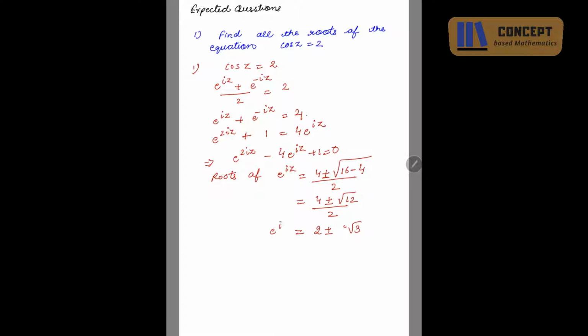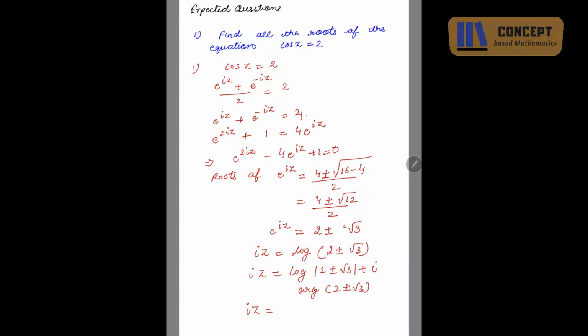This is e raised to the power iota z. If I take log on both the sides, I will get iota z is equal to log of 2 plus minus root 3. Now I am opening this log as log of mod of 2 plus minus root 3 plus iota argument of 2 plus minus root 3. This is iota z.